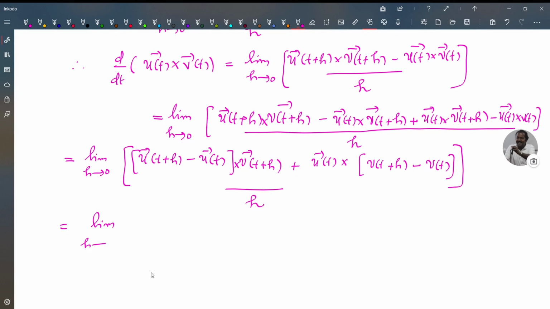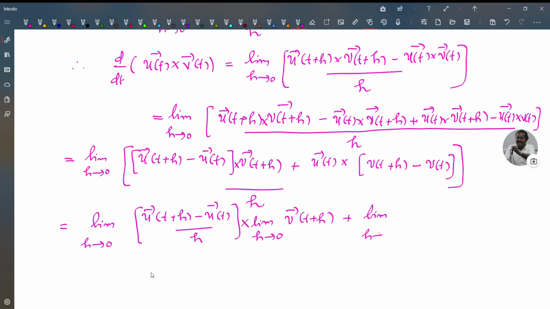h tends to 0, u of t plus h minus u of t divided by h, into limit h tends to 0 cross limit h tends to 0 v of t plus h, plus limit h tends to 0 u of t cross limit h tends to 0 v of t plus h minus v of t divided by h.